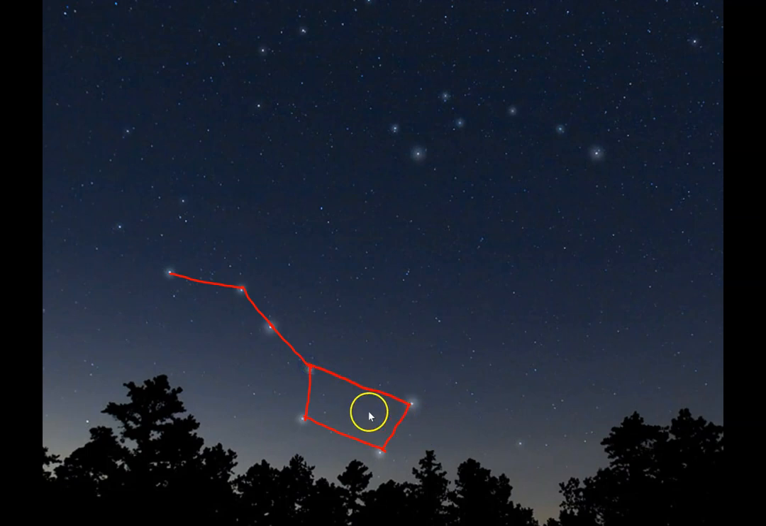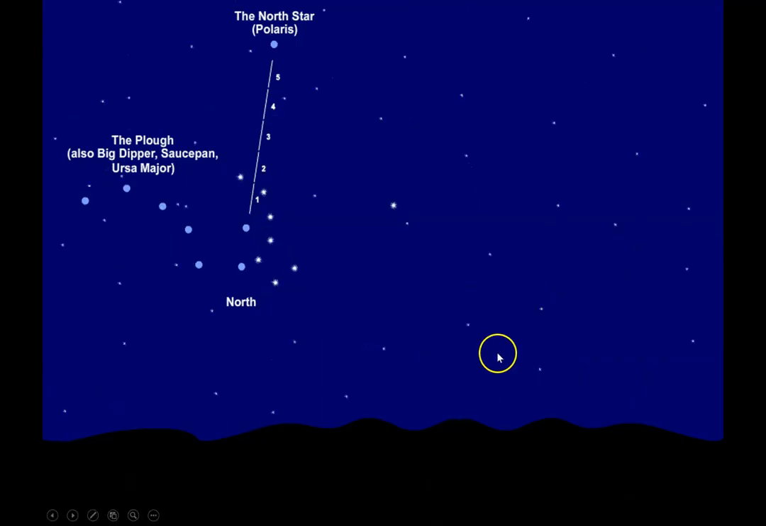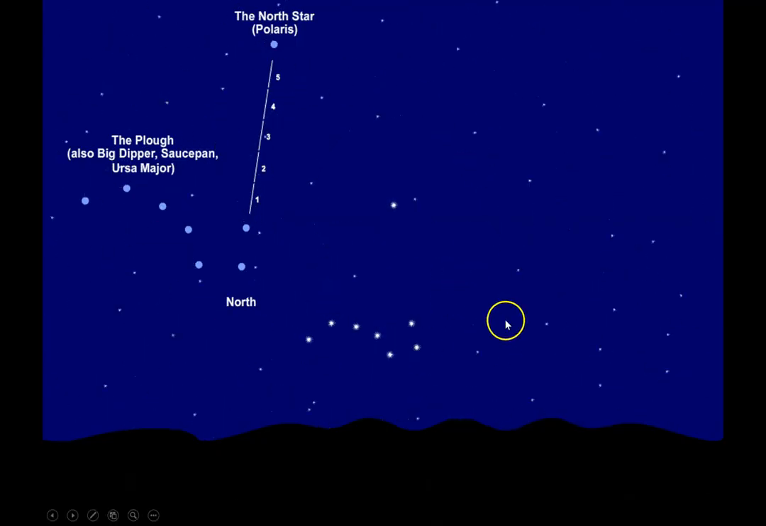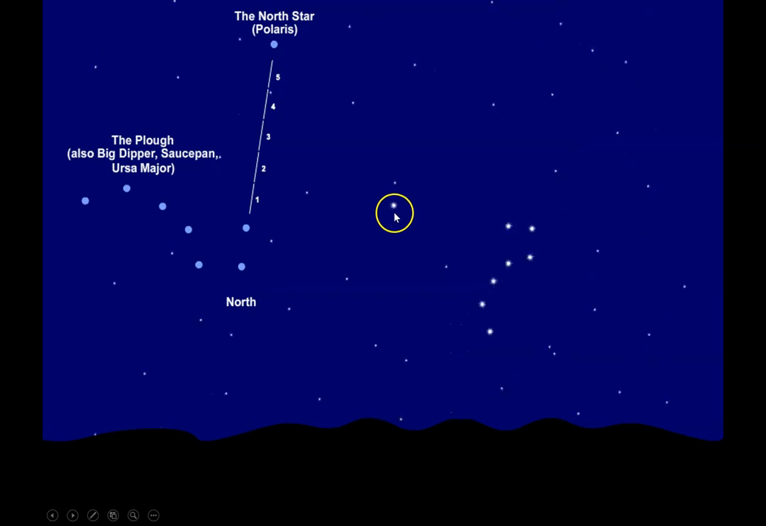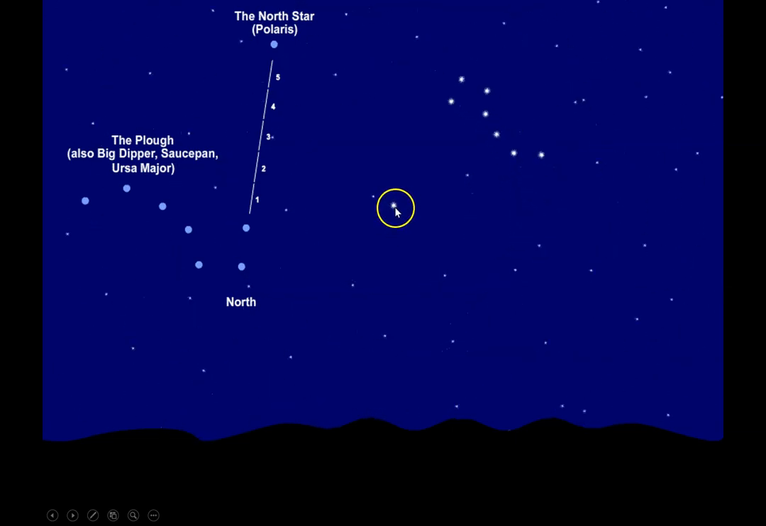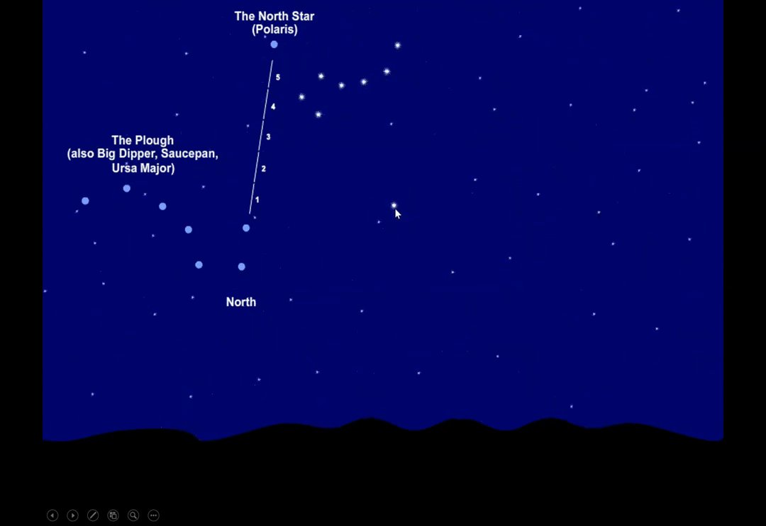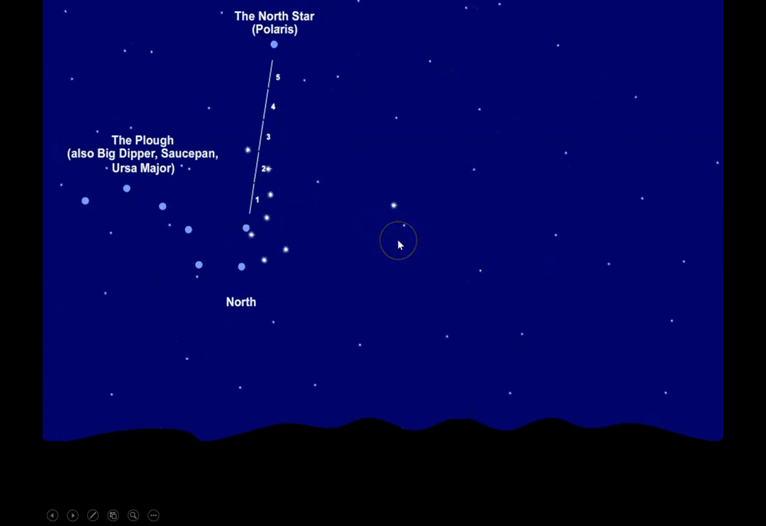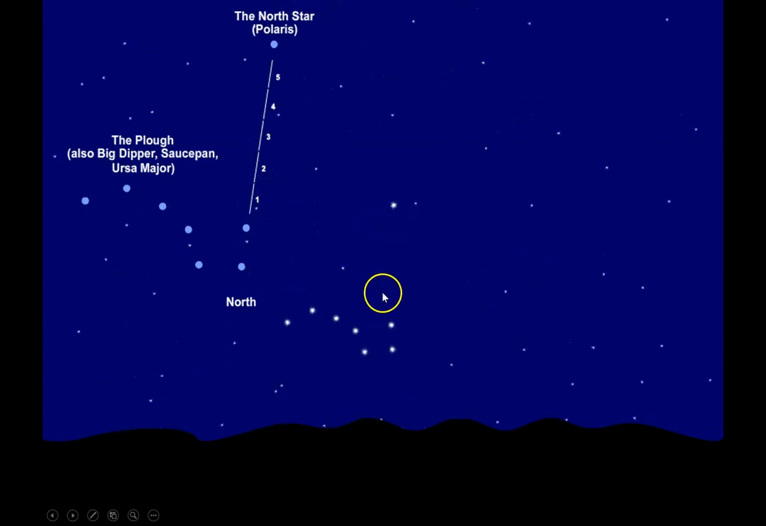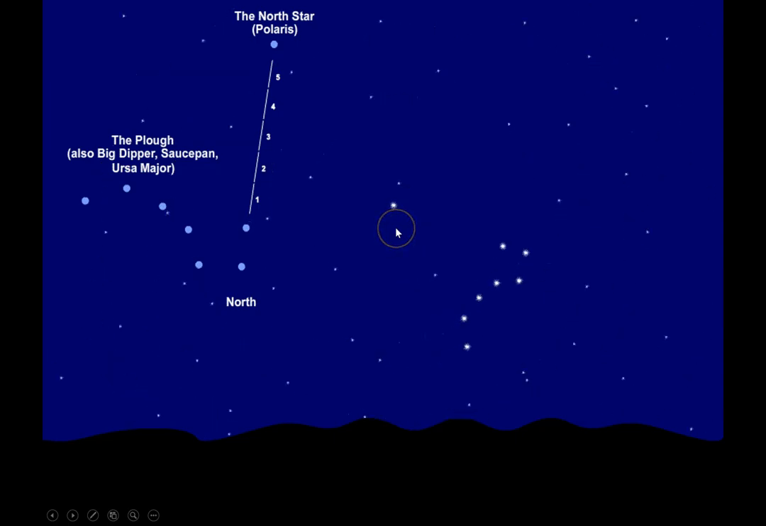This constellation in particular is called the Big Dipper, and where the water would pour out of the Big Dipper, if we extend this line further, it always points to the North Star. And as the Earth rotates, all the other stars rotate along with it except for the North Star, which seems to stay in one particular position in the night sky. This in turn allows us to navigate in the night without any other landmarks except for the North Star.